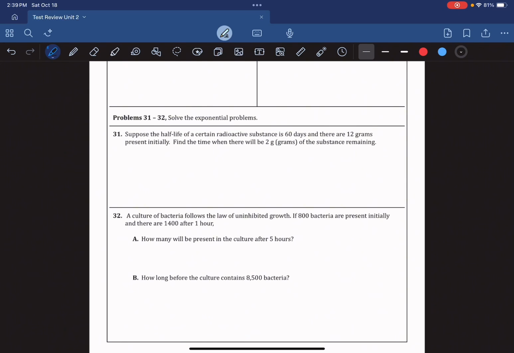Okay, suppose the half-life of a certain radioactive substance is 60 days, and there are 12 grams present initially. Find the time when there will be 2 grams of substance remaining.